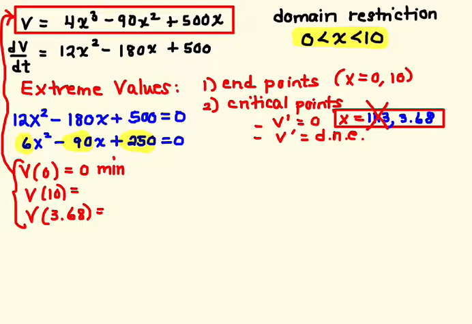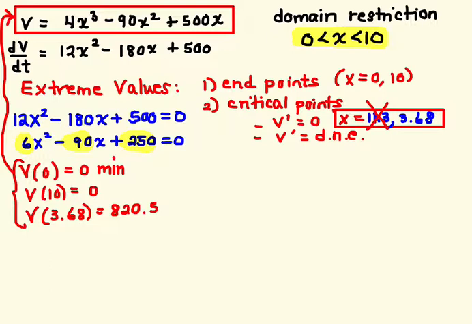Maya, did you get v of 10? Yeah, it's 0. What? It's 0. Oh, it's 0. Okay. And what's v of 3.68? 820. 820 and a half.